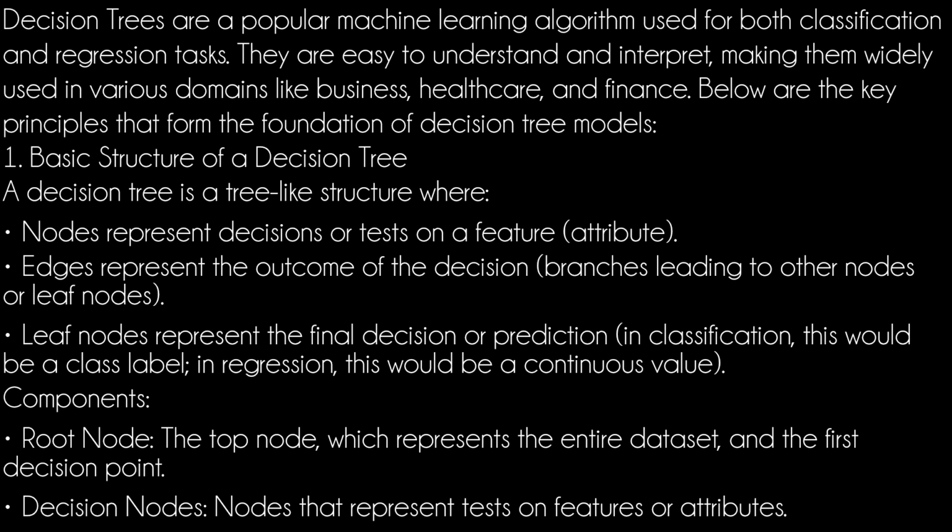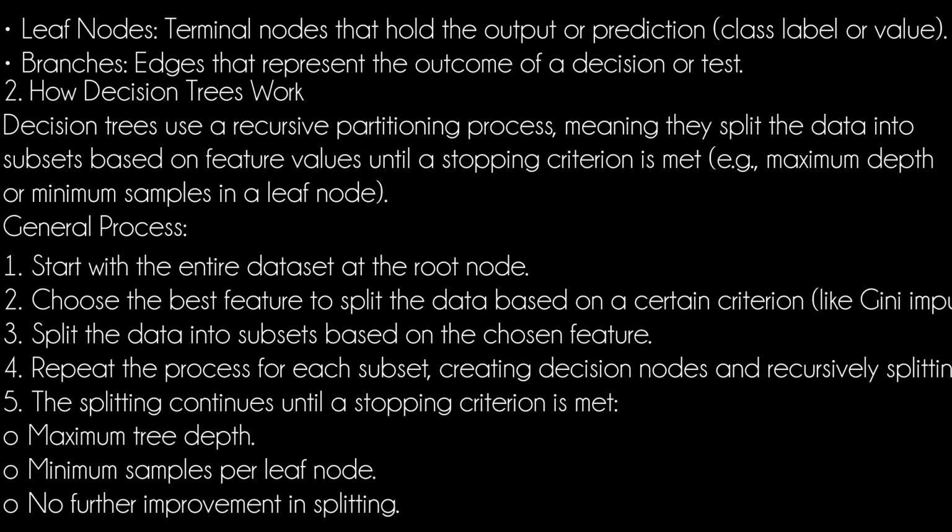Basic structure of a decision tree. A decision tree is a tree-like structure where nodes represent decisions or tests on a feature. Edges represent the outcome of the decision. Leaf nodes represent the final decision or prediction. Components. Root node: the top node, which represents the entire dataset and the first decision point. Decision nodes: nodes that represent tests on features or attributes. Leaf nodes: terminal nodes that hold the output or prediction. Branches: edges that represent the outcome of a decision or test.